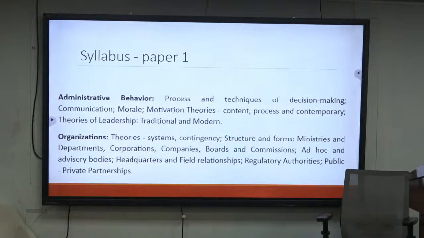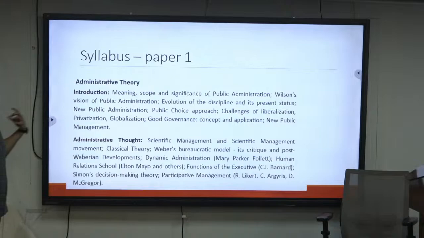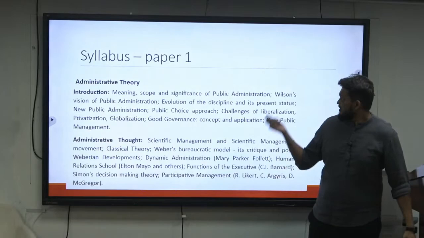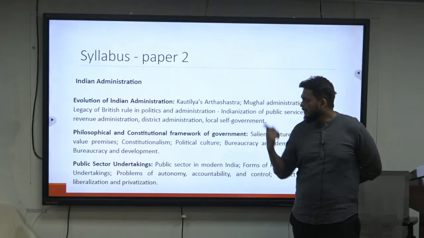And some paper 1 topics which have links with paper 2, Manjunath sir will take. So this is the paper 1 syllabus. Paper 2 syllabus, from here, Manjunath sir will discuss. So far, if you have any questions, you can ask.